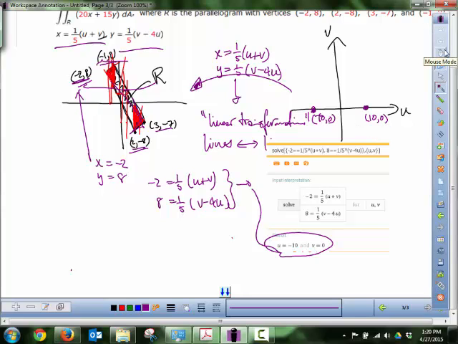Yeah? When you set up your u and v axis, does it matter which is which? It doesn't usually matter, but try to go with whatever letter comes in alphabetical order. So U first and then V.